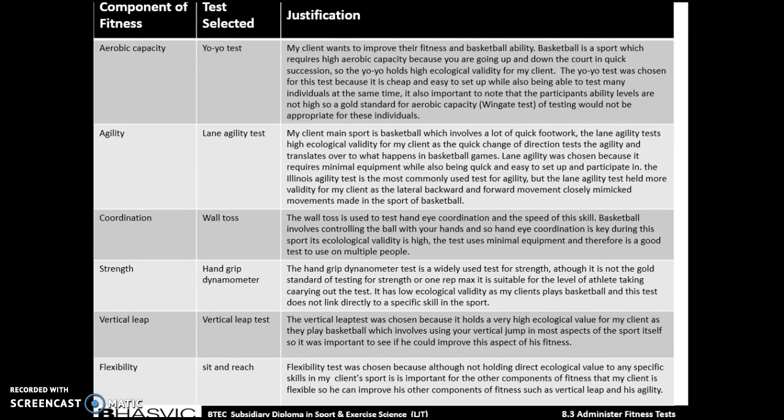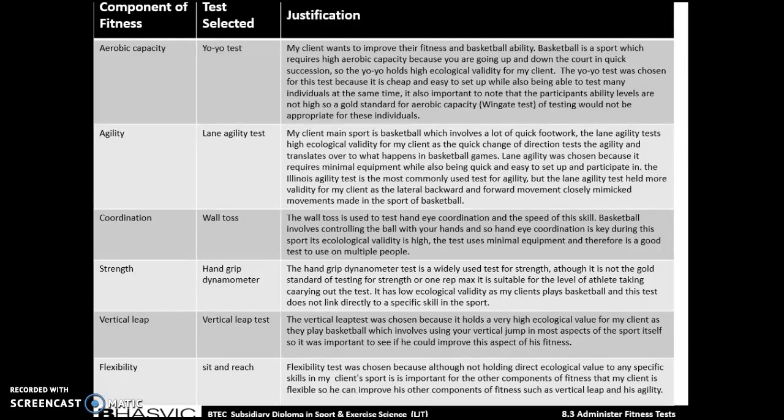So onto my test justification. For my components of fitness, I've got aerobic capacity, agility, coordination, strength, vertical leap, and flexibility. And then obviously next to those, I've got the yo-yo test, lane agility test, wall toss, hand grip dynamometer, vertical leap test, and sit and reach. And these all link to the components of fitness that they're next to.